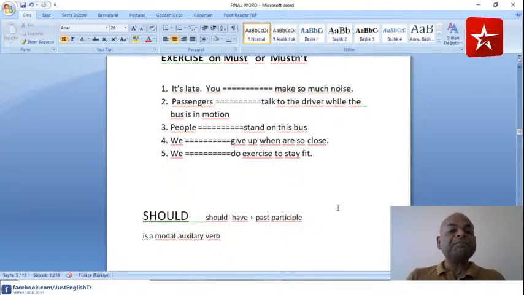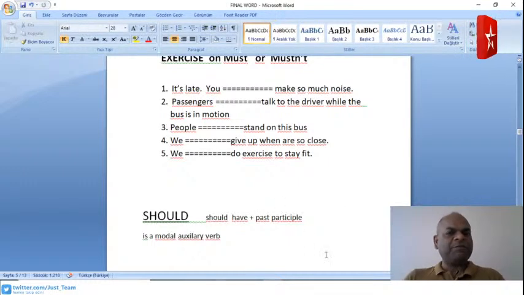Number 4, we dash give up when we are so close. Let's do number 4 and 5 together. What should your answer be? Must or mustn't, guys? We dash give up when we are so close. Number 4, guys, I need your answer. Where have you gone?